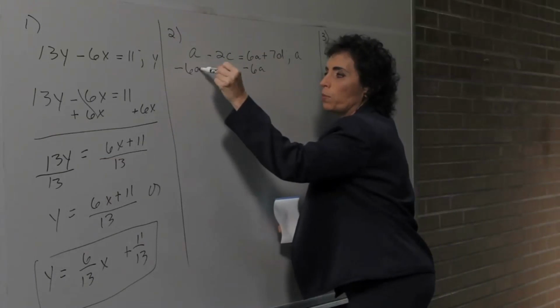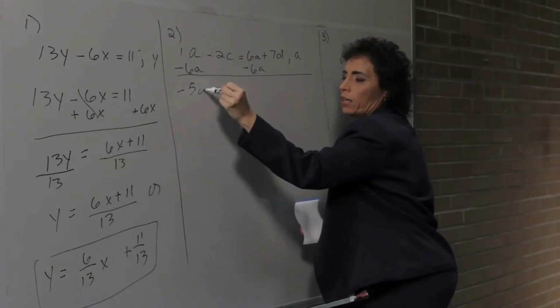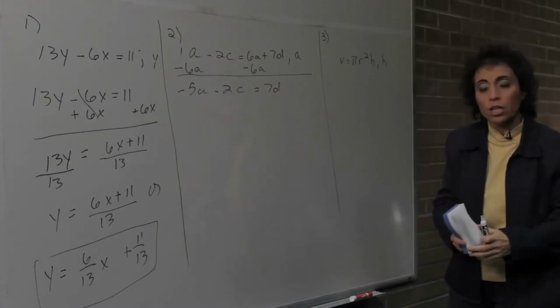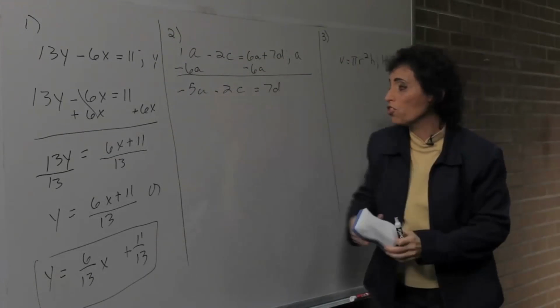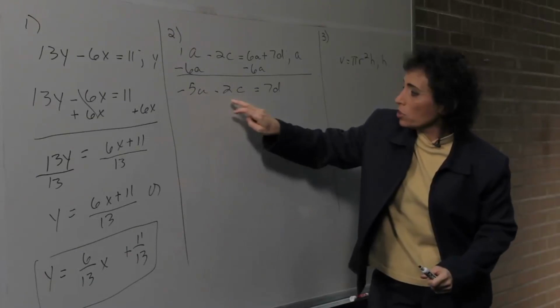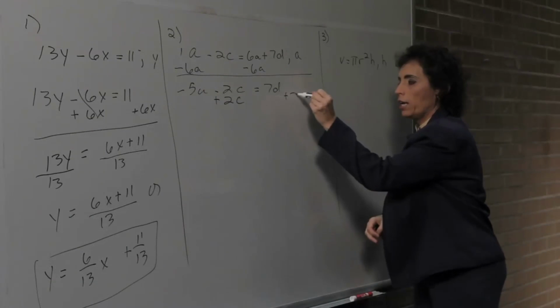I'm going to work with what I'm solving for first. That's my choice. This is negative 5a minus 2c equals 7d. Lots of letters here. So we're going to be solving for a in terms of c and d. Now I want only things with an a here. So this doesn't have an a, so I'm going to get rid of it. So I'm going to add 2c, add 2c.